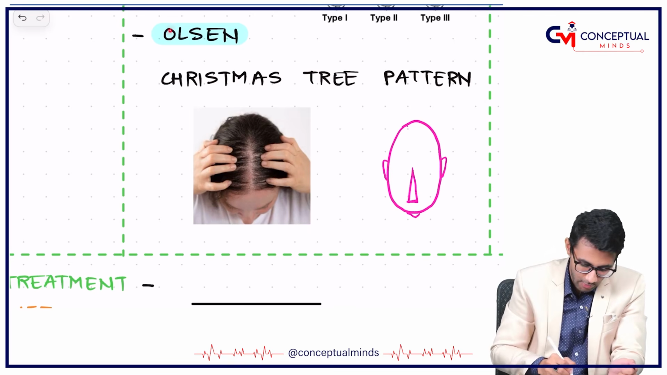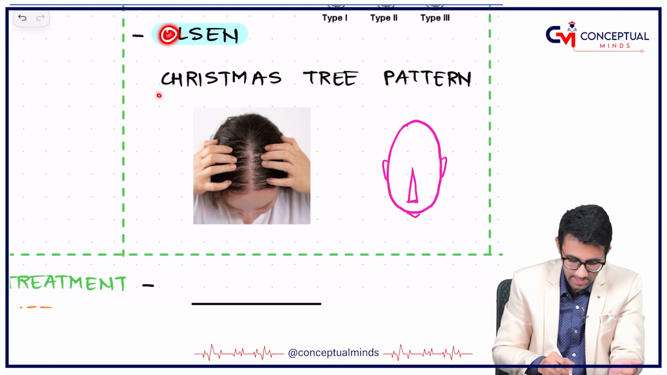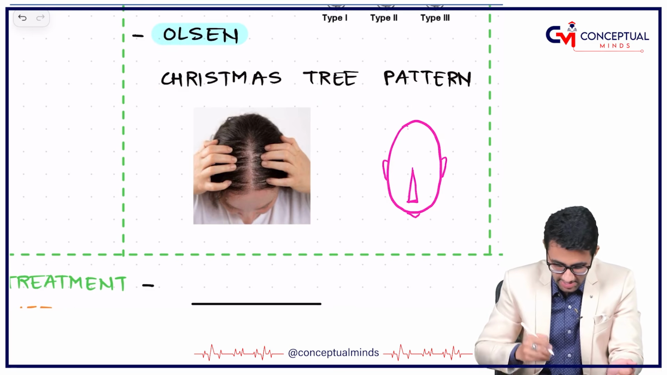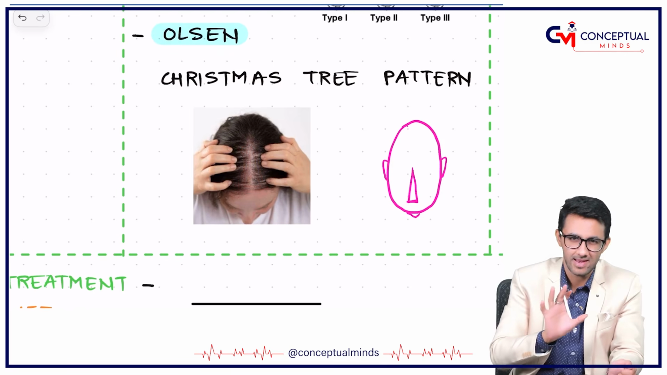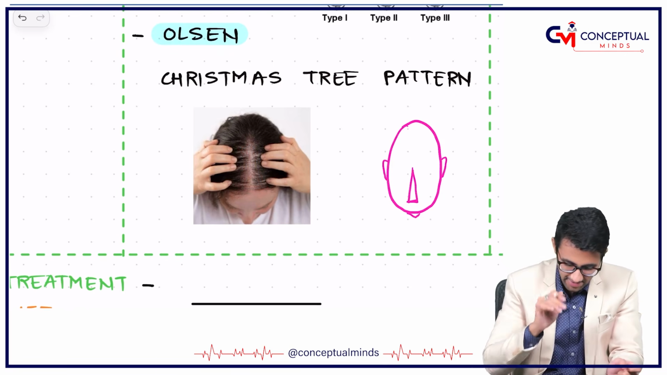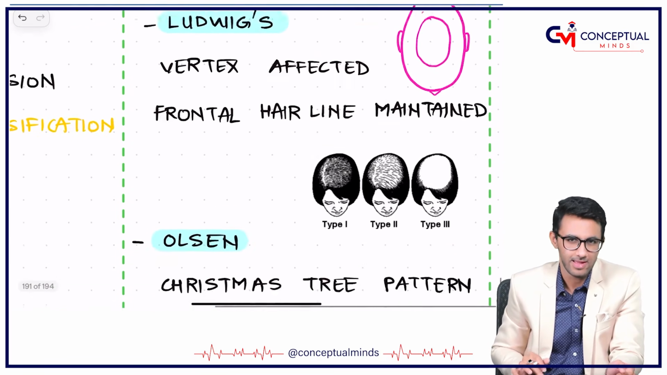So this O should have some resemblance with Christmas, and this will lead to Olsen. If that analogy makes sense, it's fine. If you have your own thing, you can use your own thing. But please make sure you remember one of them, either Ludwig or Olsen.